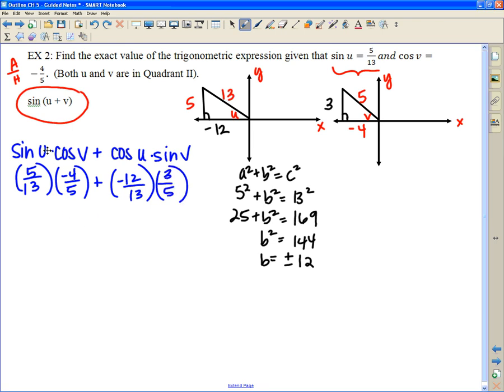Simplify, multiplication. 5 times negative 4 is negative 20. 13 times 5 is 65. Plus negative 12 times 3 is a negative 36 over 65. Adding these two together because they have a common denominator is negative 56 divided by 65. And that is all we're looking for.